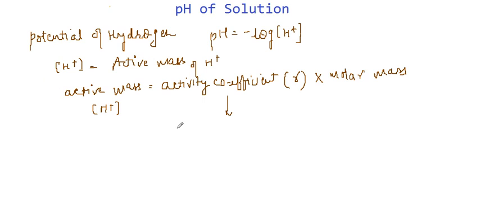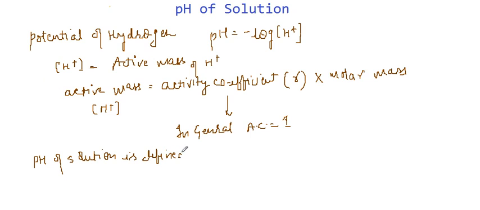In general, the activity coefficient is taken as 1, and then it is the molar mass. So pH of a solution is defined only for dilute solution. It is defined only for dilute solution.